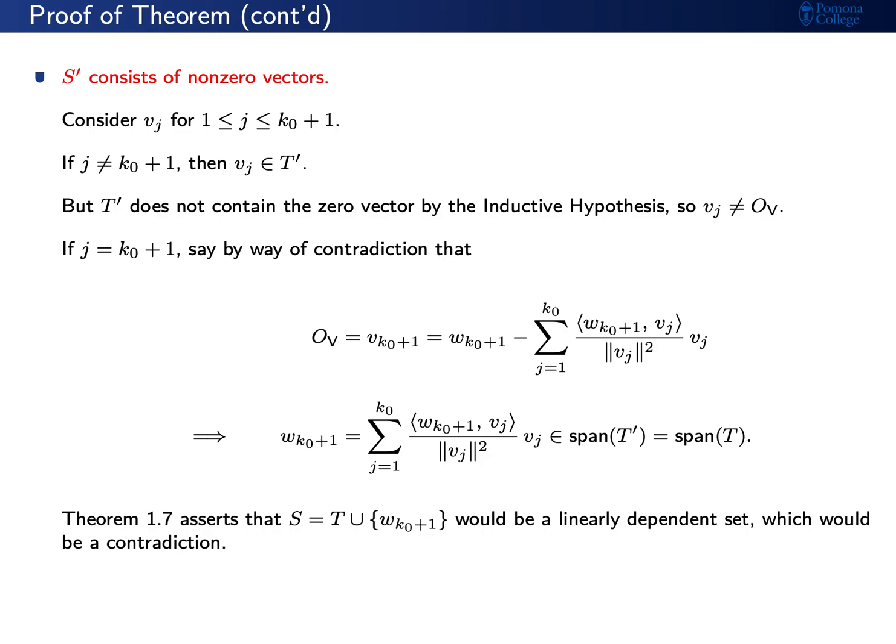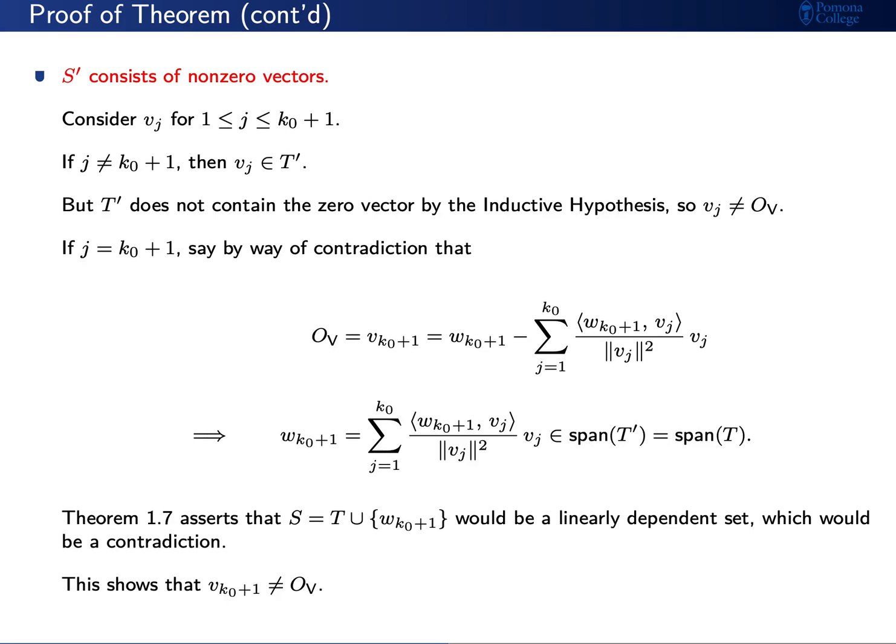Let's assume that our vector v sub k0 plus 1 is the zero vector, and we'll find that the vector w sub k0 plus 1 must be a linear combination of the vectors v sub j, which lie in the span of T. However, this actually contradicts the fact that our set S is a linearly independent set, which means that w sub k0 plus 1 is not a linear combination of these previous vectors. So this does indeed show that our vectors v sub j in the set S prime are non-zero vectors.